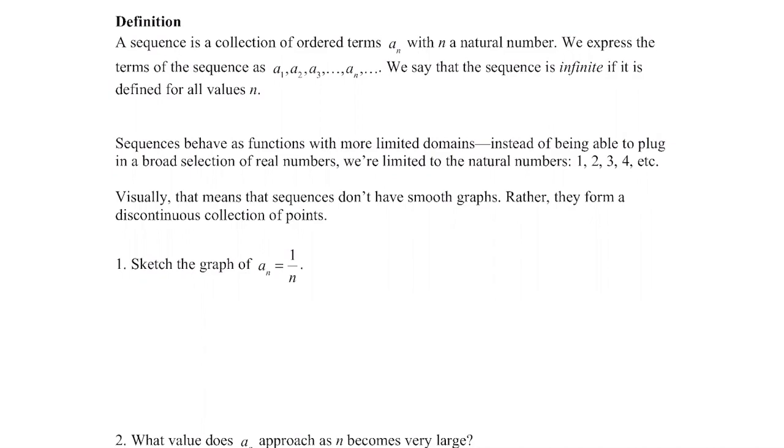To demonstrate that, we're going to sketch the graph of a sub n equals 1 over n. And you might note that this is very similar to the function 1 over x. Now, of course, that graph is pretty well known to us. But I want you to take a moment to think about what the differences will be when we graph the sequence a sub n equals 1 over n instead of the smooth continuous function f of x equals 1 over x. See if you can anticipate what I'm going to do next.